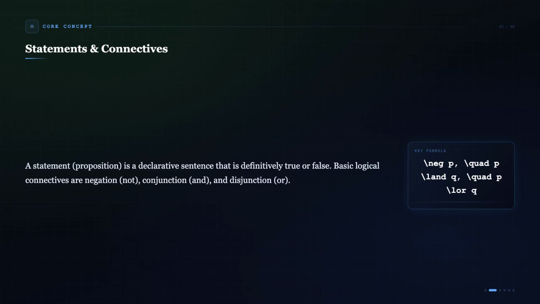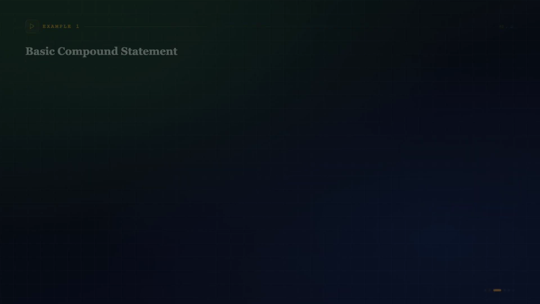Let P be the statement, "It is raining." Let Q be the statement, "I am carrying an umbrella." Now, consider the compound statement, "It is not raining, and I am carrying an umbrella." In our symbols, that's not P and Q.